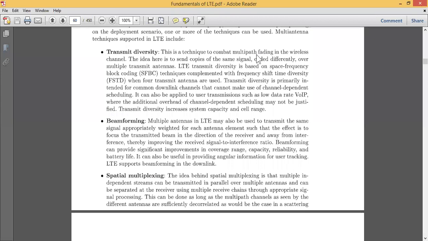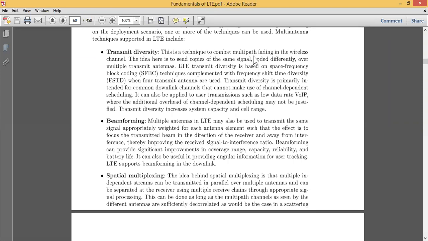So it travels over multiple paths instead of a single path. We cannot say that all the signals will travel on only one path. It will travel over multiple paths. Therefore, when the multipath fading in the wireless channel occurs, then time diversity exists. And the idea behind time diversity is that it sends multiple copies of the same signal.